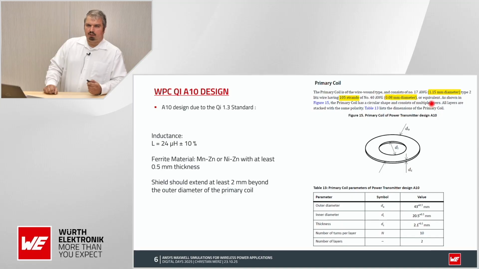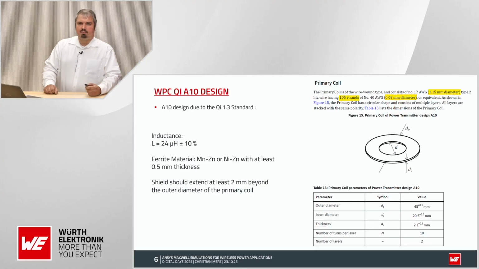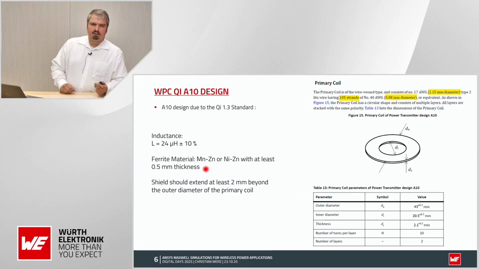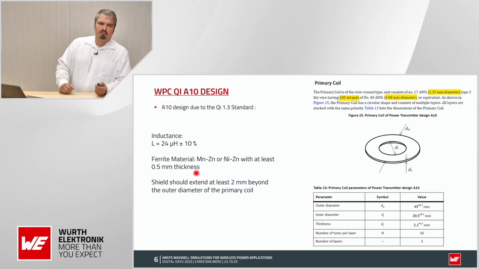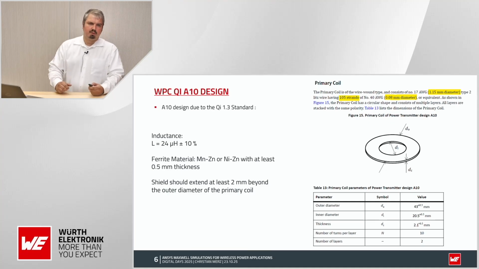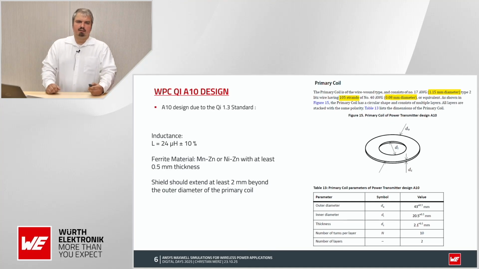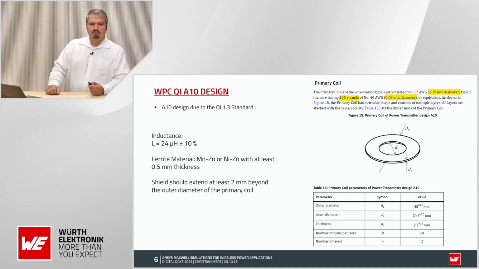The Litz wire is also defined as a 1.50 millimeter diameter with 105 strands and with each single strand of 0.08 millimeter diameter. The inductance is defined as 24 microhenry with a tolerance of 10%. As a ferrite material, we can use a magnetic zinc or nickel zinc with at least 0.5 millimeter thickness. The shields should extend at least 2 millimeter beyond the outer diameter of the coil.